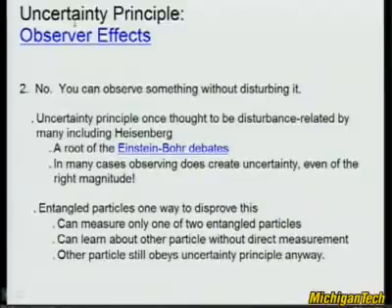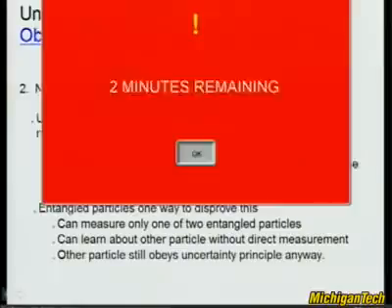Entangled particles are one way to disprove this. You can measure one of two entangled particles, which we will get to in some detail in the future of this course. So you can learn things about the other particle without measuring it at all. You don't have to disturb that other particle. All particles will still obey the uncertainty principle regardless.